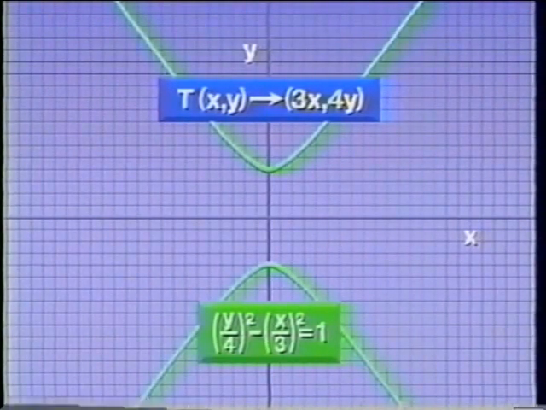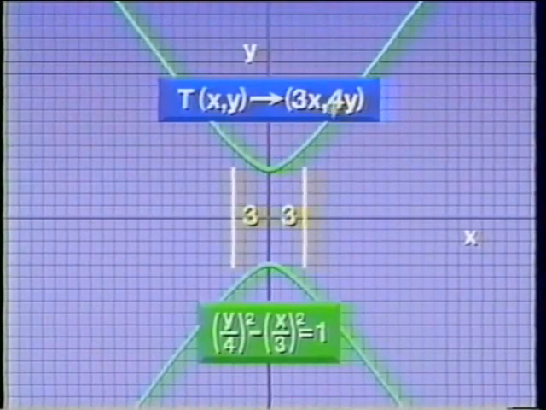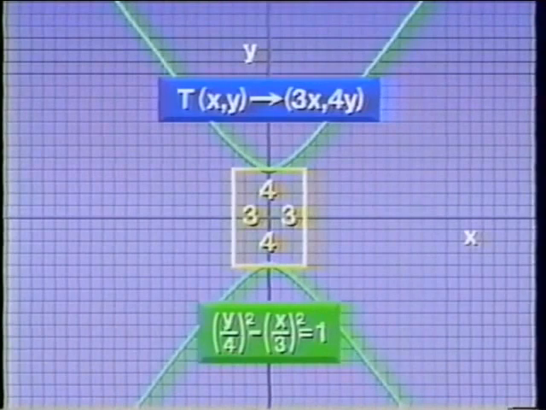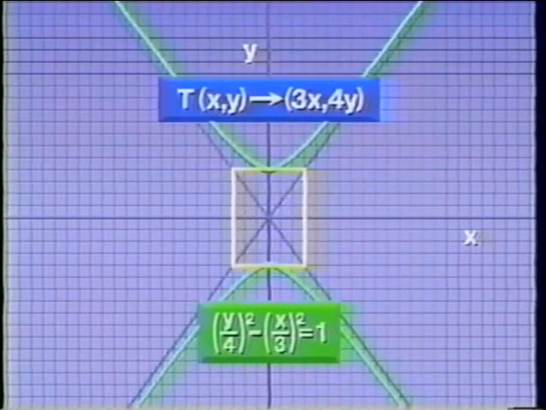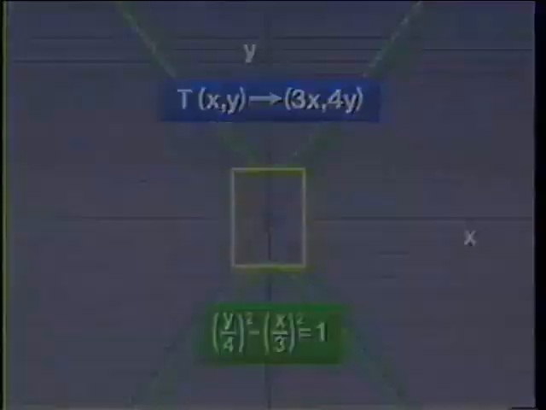These factors provide the boundaries of the rectangle, the x boundaries, and the y boundaries. The asymptotes are simply the diagonals. The general equation possesses the same properties.